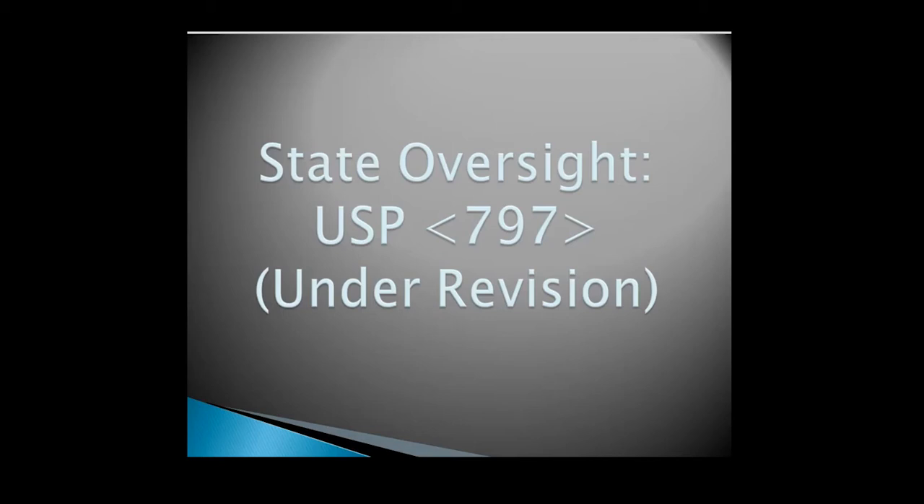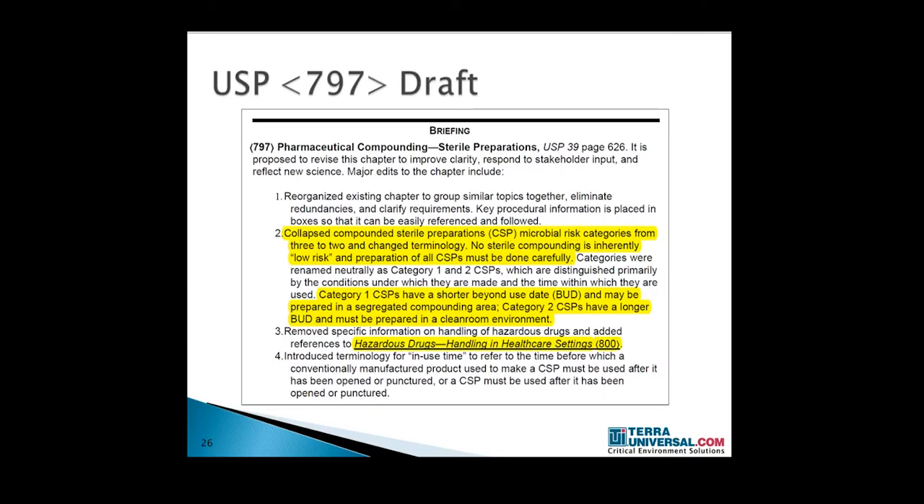So what you're looking at right now is the proposed draft of the newly updated 797 as posted on the USP website for public comment. USP has completely reorganized the chapter and has also changed how they classify the risk level for CSPs, or compounded sterile preparations, as they define it.